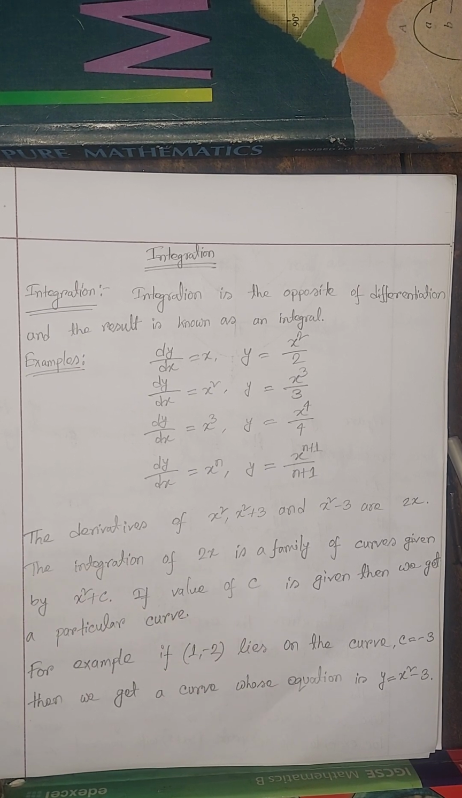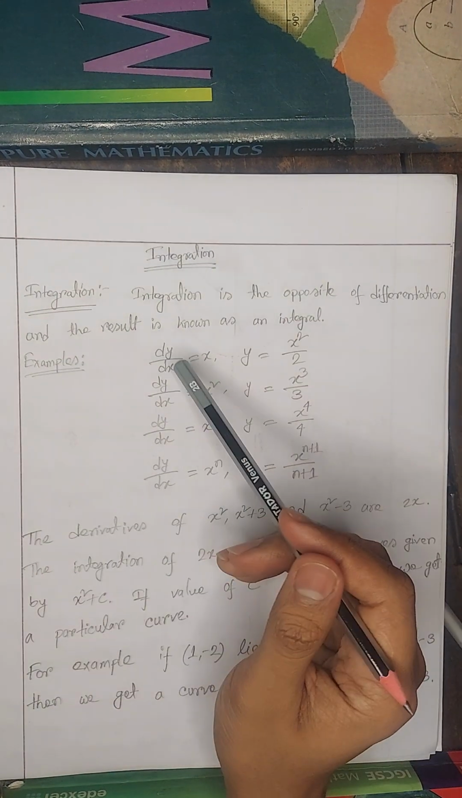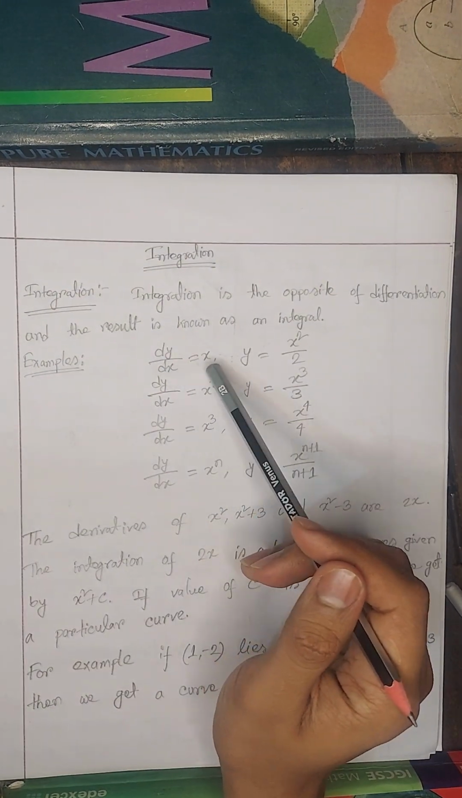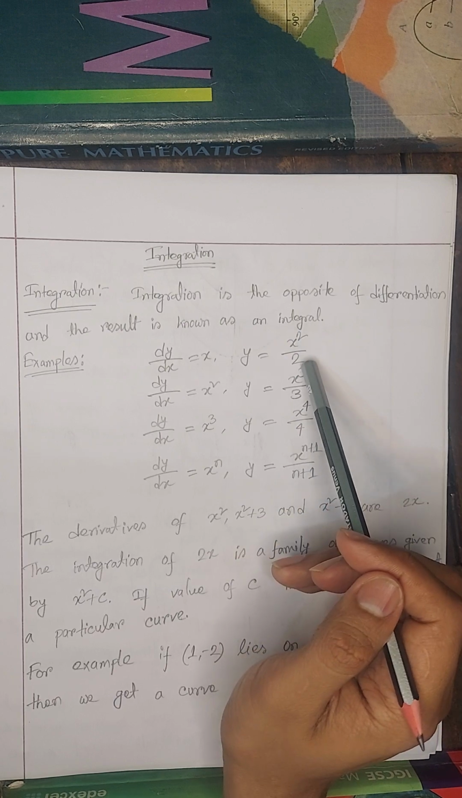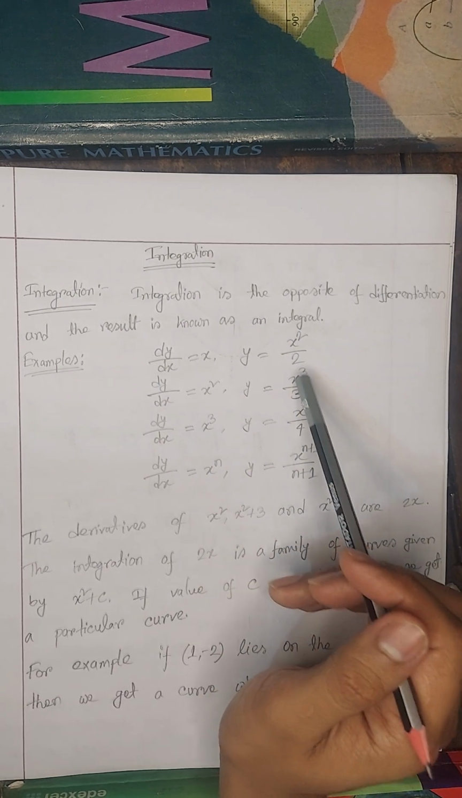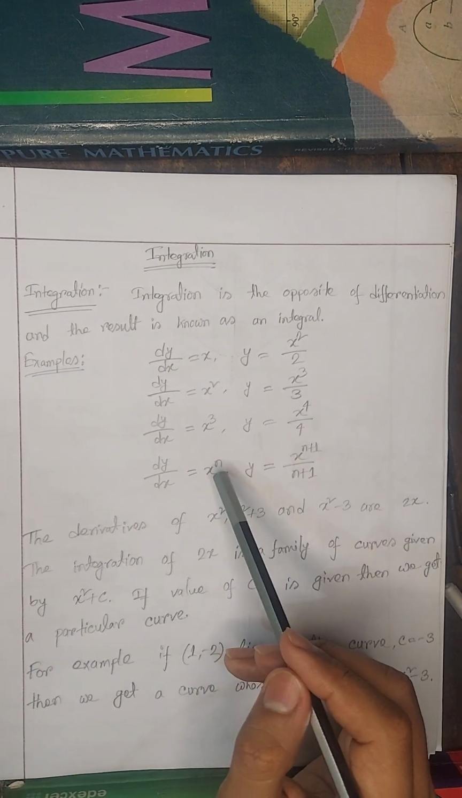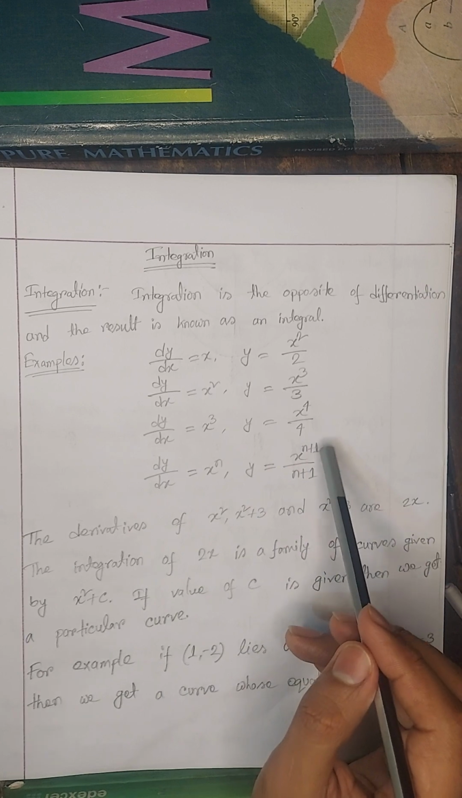First of all, what is integration? Integration is the opposite of differentiation and the result is known as an integral. Here if we see, we are given dy by dx is equal to x, then y will be x square by 2, and if dy by dx is x square, then y will be x cube by 3, and thus if dy by dx will be x to the power n, then y will be x to the power n plus 1 divided by n plus 1.